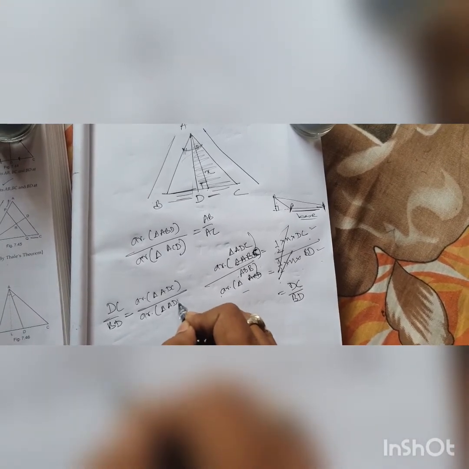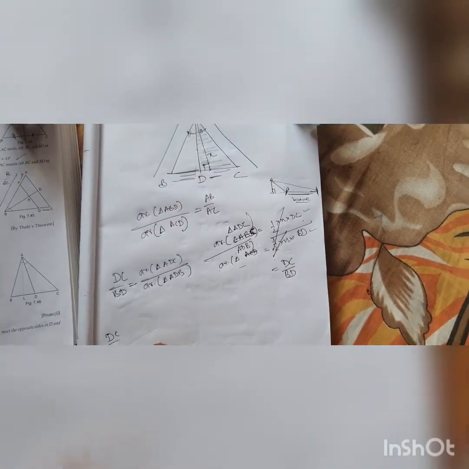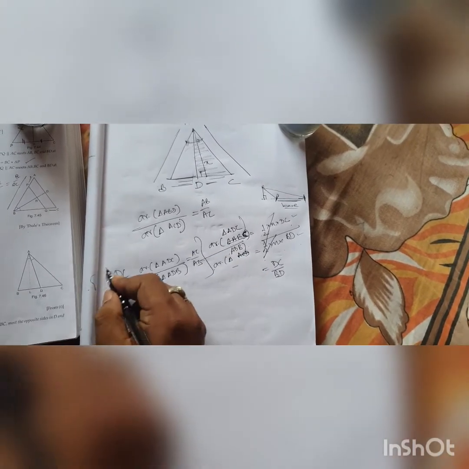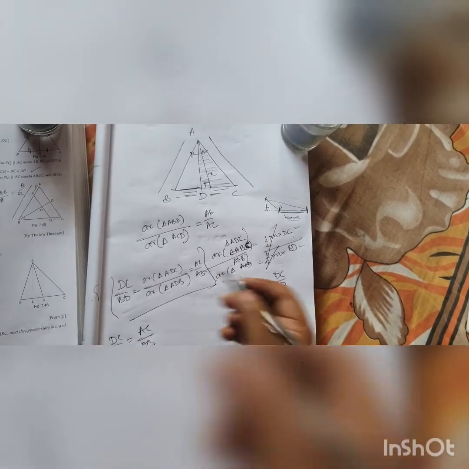I hope that you have understood up to this much. Now DC by BD, because this is the angle bisector, should be equal to AC by AB. So in that place you can put AC by AB properly. Okay, and you can do the sum properly and show me. So your proof has come.